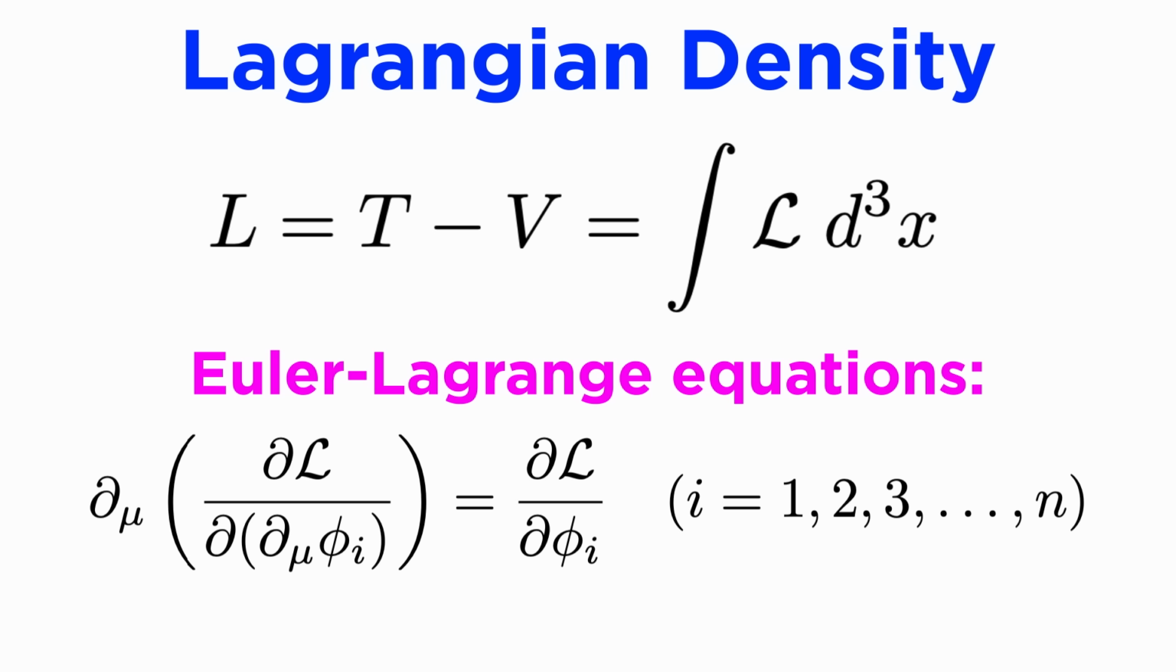For the Lagrangian density, the formula for the Euler-Lagrange equations is the partial derivative with respect to mu of the derivative of the Lagrangian density with respect to the derivative with respect to mu of phi index I equals the partial derivative of the Lagrangian density with respect to phi index I. Phi index I is the quantum field, which can have n dimensions, so I can be any number between 1 and n. We can see that this looks somewhat like the classical Euler-Lagrange equations, but involving a derivative with respect to mu instead of time.